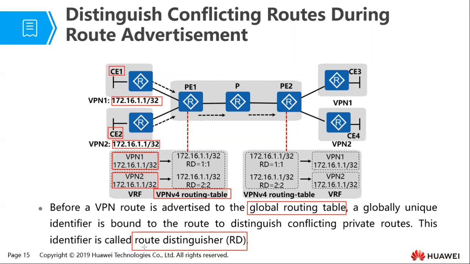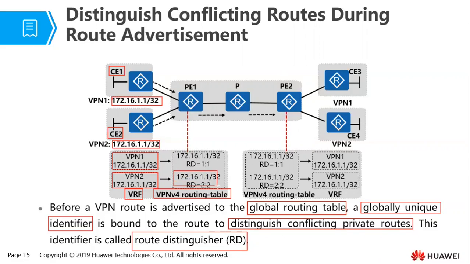To do that, we use a route distinguisher. So what is a route distinguisher? A route distinguisher is a globally unique identifier that is bound to the route in order to distinguish conflicting private routes. So the work of the route distinguisher is to distinguish conflicting private routes. Please remember that we use a route distinguisher before we advertise private routes from the VRF to the global routing table.